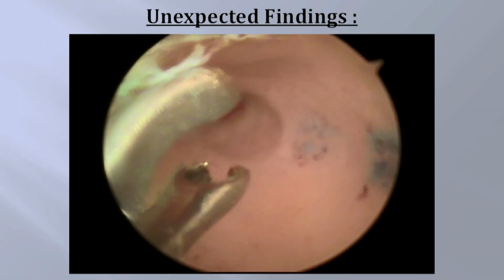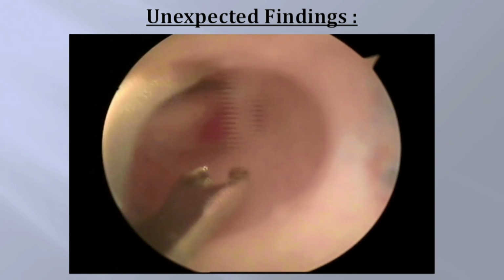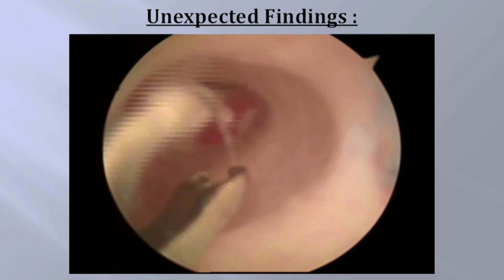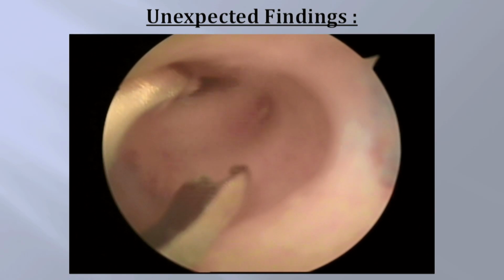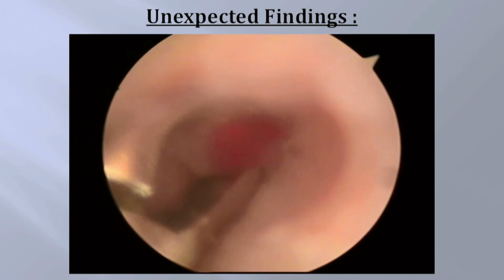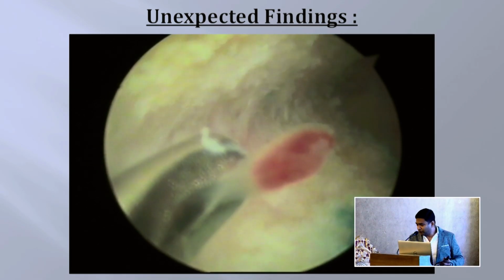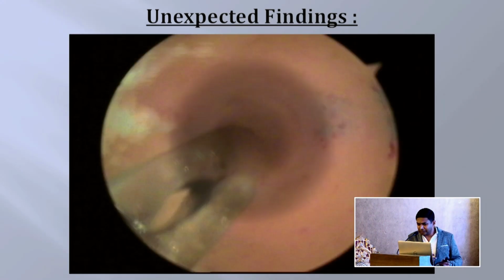Some unexpected findings: these are some micro polyps which are seen whenever the cavity is distended, and only then can you see a few polyps coming out of that cornual end. These polyps are sufficient to block the fallopian tube whenever the cavity is collapsed. So such tiny micro polyps can be removed.